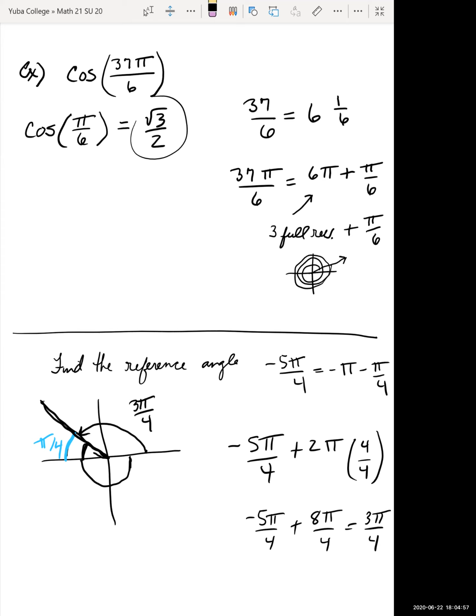Where did you get 8 pi from, Professor? The student's question was, can I just add 2 pi to it, or 360 depending on degrees? In order to add 2 pi to my negative 5 pi fourths, I need it to be a fraction. I need a common denominator. So I just multiply my 2 pi by 4/4 to get a common denominator. And so 4 times 2 is 8. That's where this 8 pi is coming from.